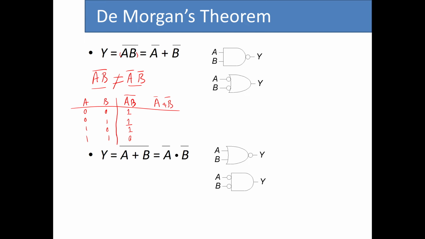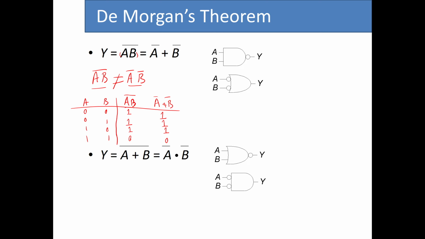So now let's do it for the right hand side of De Morgan's theorem. A bar or B bar, so A is 0, B is 0, 0 bar plus 0 bar. 0 bar is 1, so we have 1 here. For the next one, we have again A bar or B bar. So 0 bar plus 1 bar. 0 bar is 1, 1 bar is 0. So this is again 1. The same analogy can be applied to the third row. And finally for the last one, we have 1 bar plus 1 bar. So 0 plus 0, which is 0.